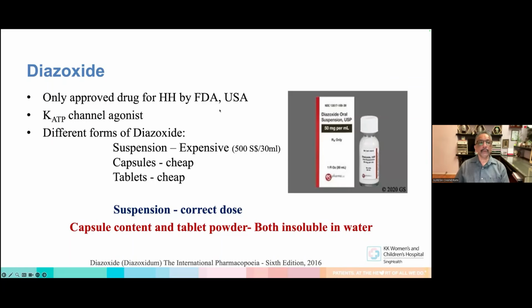As I told before, diazoxide is a harmful drug because it blocks the potassium ATP channel. Just now we saw how important the potassium ATP channel is. If you put the channel in the open state, inhibiting insulin release, you are going to cause harm to other parts of the body. The suspension is expensive and the capsules and tablets are not cheap, but they are not effective because both are insoluble in water.